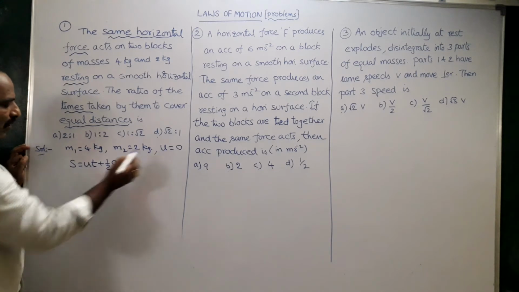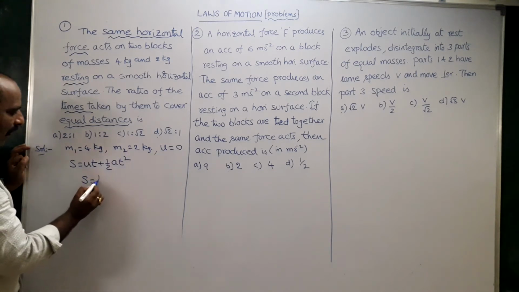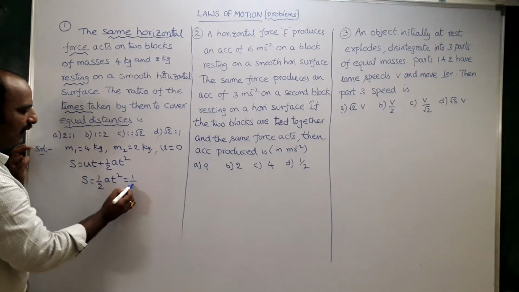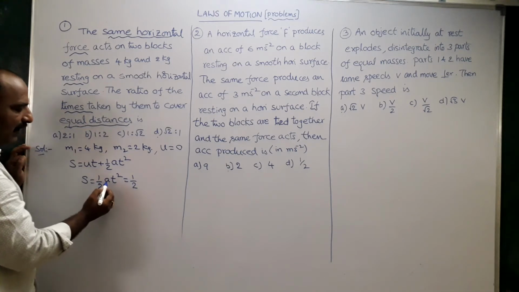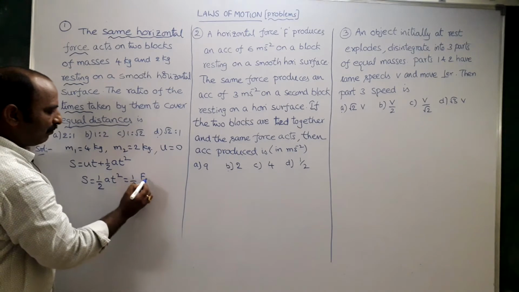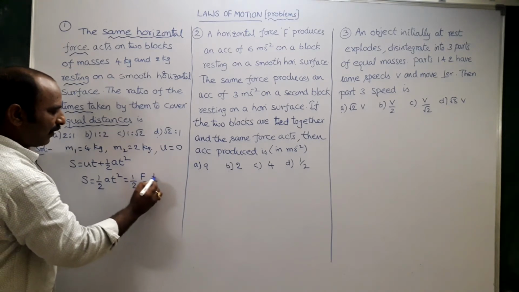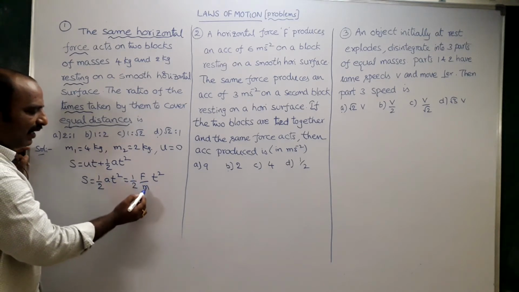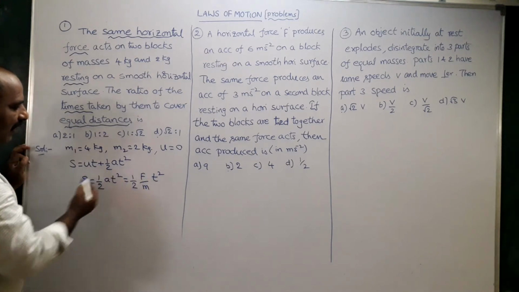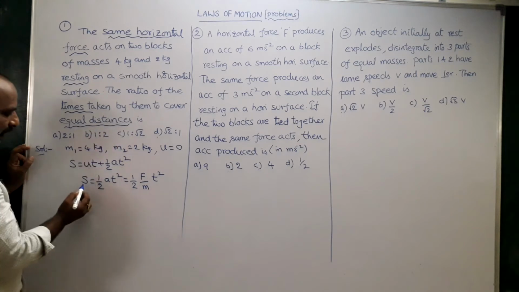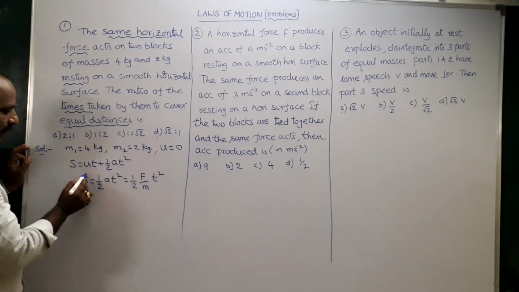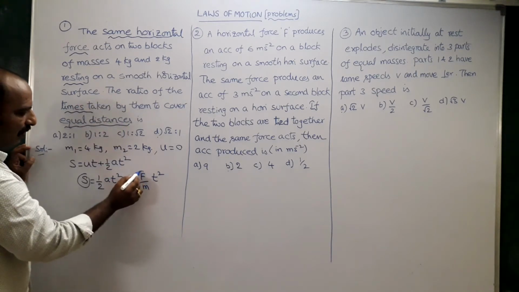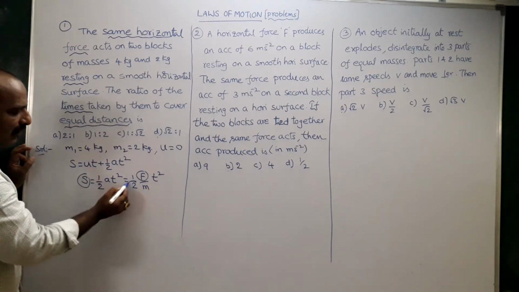Since u becomes 0, write s is equal to half a square. Now this can be also written as half into, instead of a we write f by m, into t square. So finally s is equal to half f by m into t square. In this relation, distance s is constant and the same horizontal force, so f is also constant.